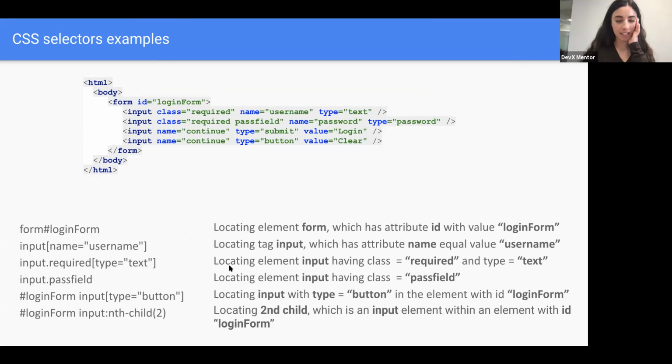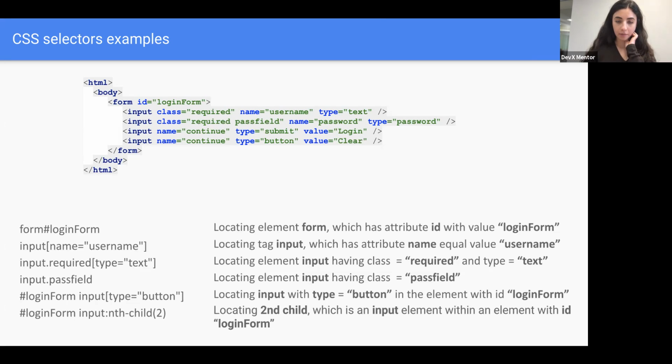Then the third one is locating element input, having class required and type text. So this is also the first one. Then we have locating element input, having class pass field. So this is going to be the second one.